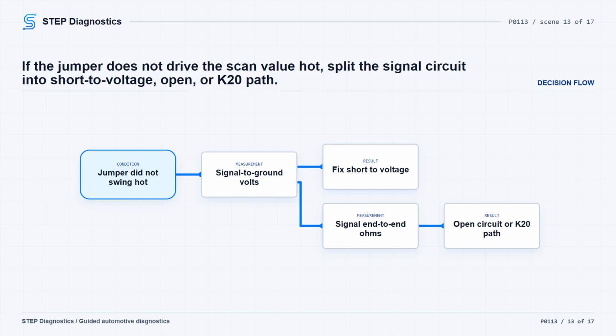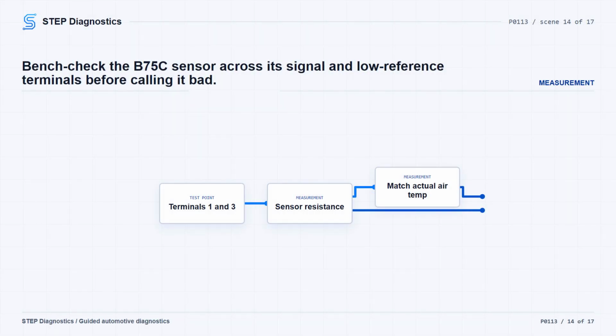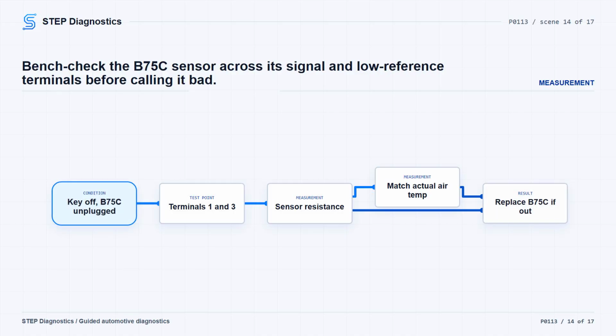If the jumper test does drive the scan tool warmer than 149°C, 300°F, test or replace the B75C multifunction intake air sensor. For component testing, keep the ignition and vehicle off and disconnect the B75C multifunction intake air sensor connector. Test between signal terminal 1 and low reference terminal 3. The resistance should be 54 to 54,224 ohms. If it is outside that range, replace the B75C multifunction intake air sensor.